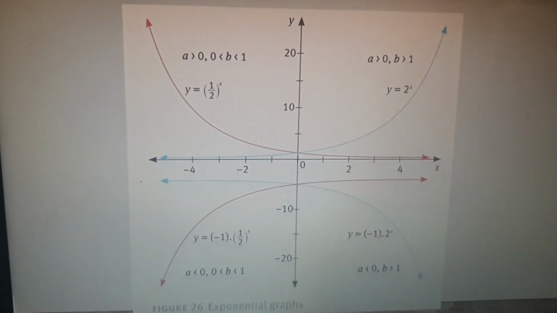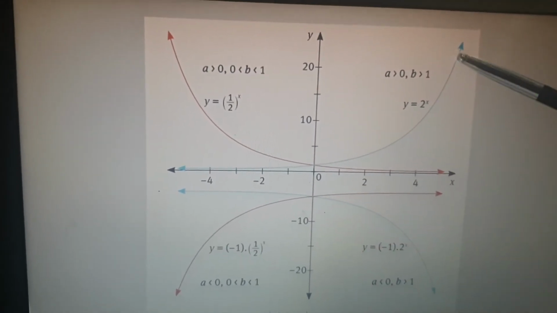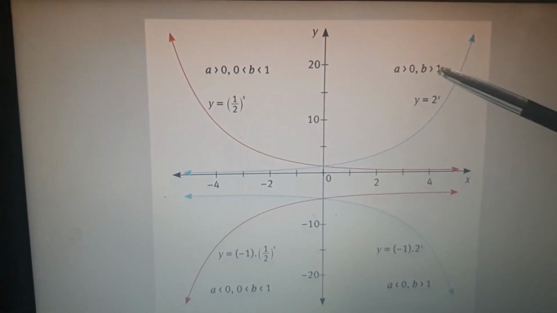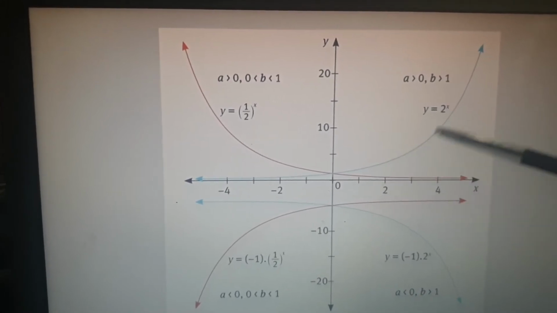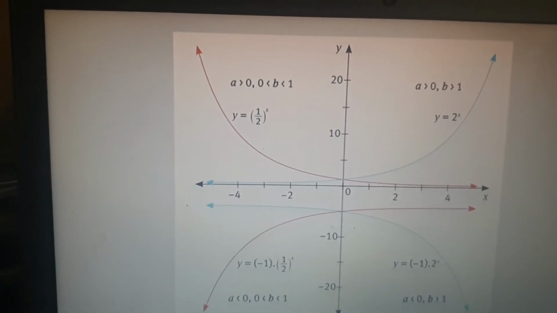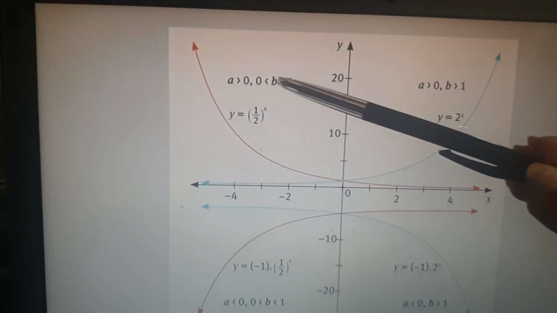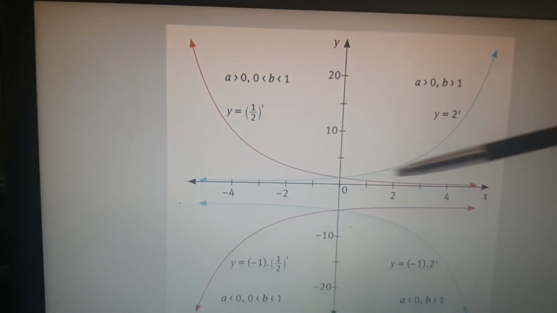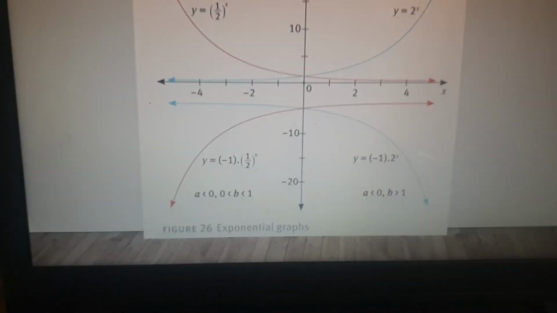Okay, so here we have the 4 options of an exponential graph. So let's have a look at this one first, okay? So first we see a is bigger than 0, b is bigger than 1, okay? And y is equal to 2 to the power of x. This is a positive number, okay? Here we have a bigger than 0, but b is bigger than 0 and smaller than 1, somewhere in between. And our graph turns around, okay?